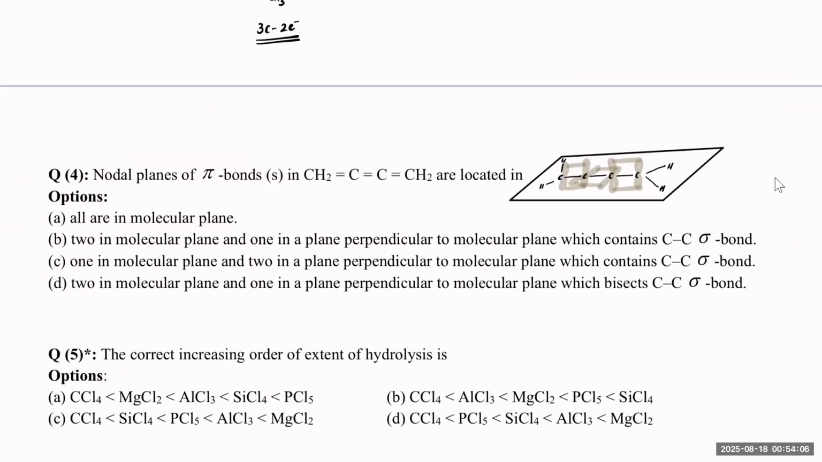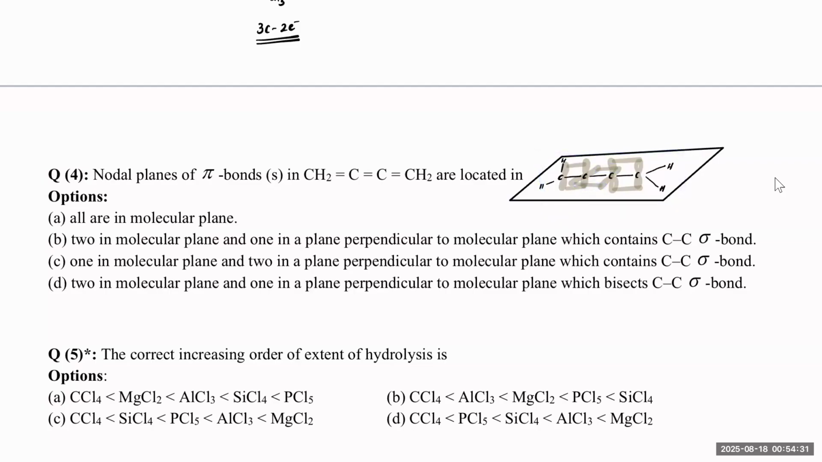Now go to the options and check what is the question asked. Here. Now, what is it said? Nodal planes of pi bonds in this are located in where? See, for this pi bond, what is the nodal plane? This itself is a nodal plane, correct? For this pi bond, what is a nodal plane? This one, the perpendicular form will be the nodal plane here.